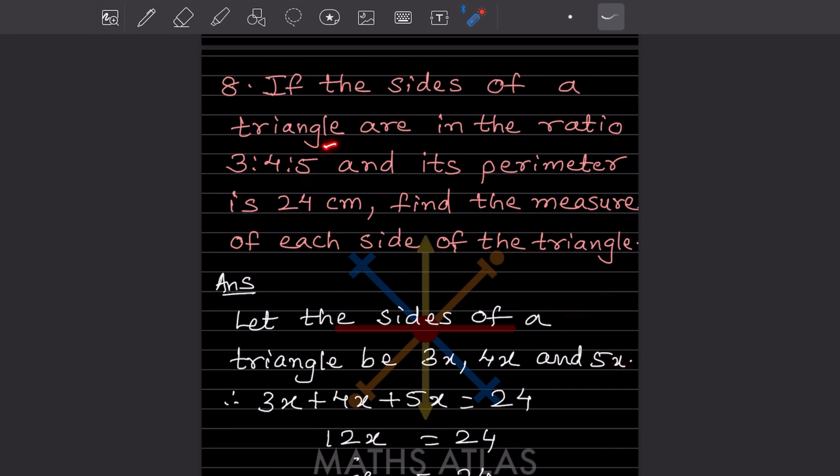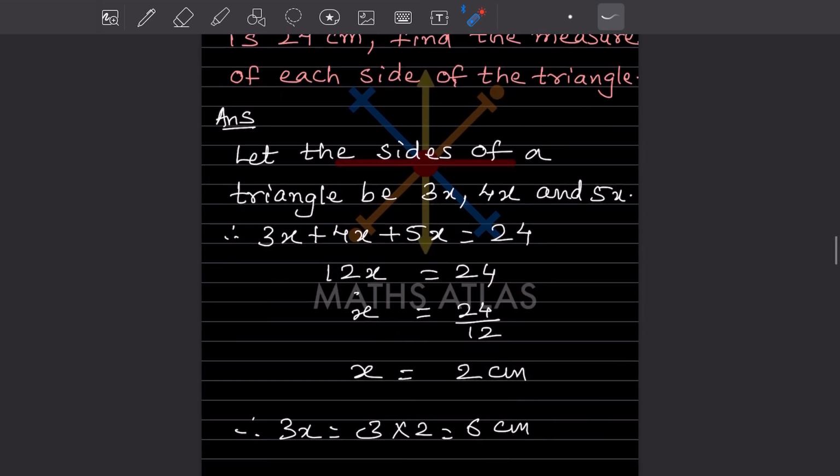Now look here. If the sides of a triangle are in the ratio 3:4:5, what will you say? Let the sides of a triangle be 3x, 4x and 5x, just put a variable x. Now look at the second sentence: perimeter is 24 centimeter. Perimeter means these are the sides given, and for sides you have to add them. So 3x plus 4x plus 5x, and is means is equal to 24. When you add this, you get 12x is 24.